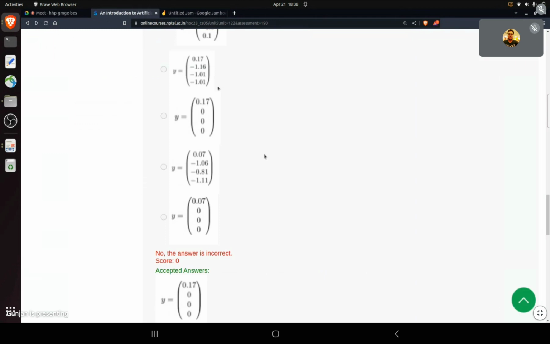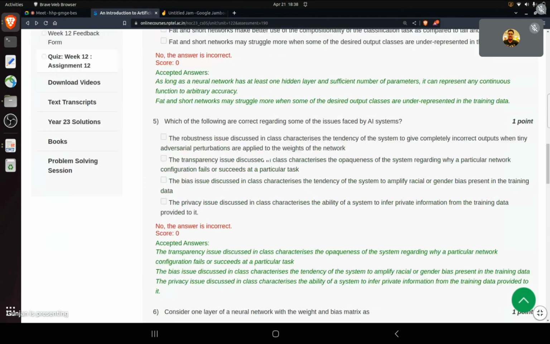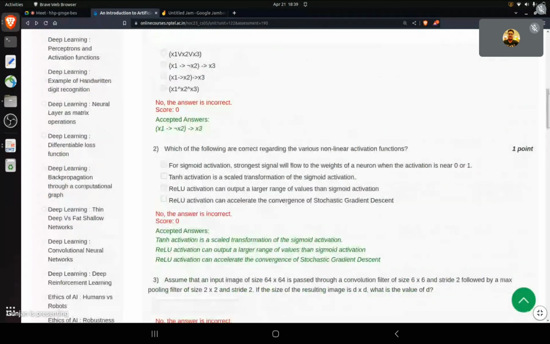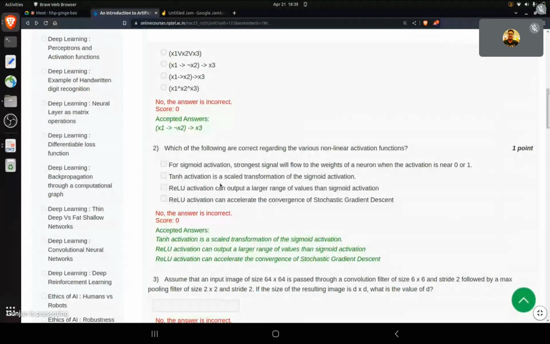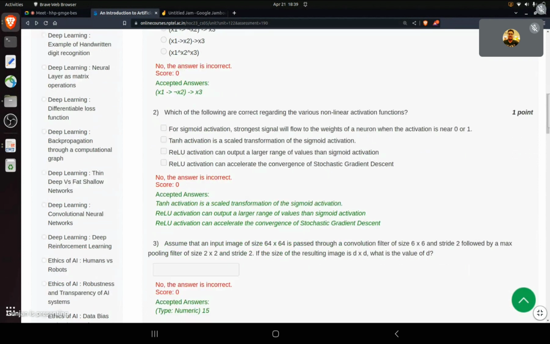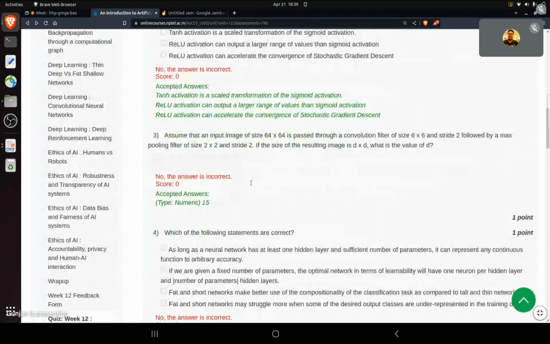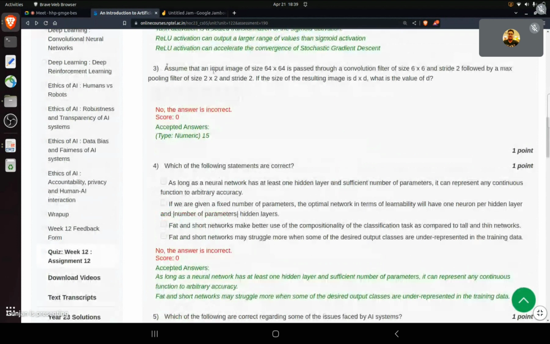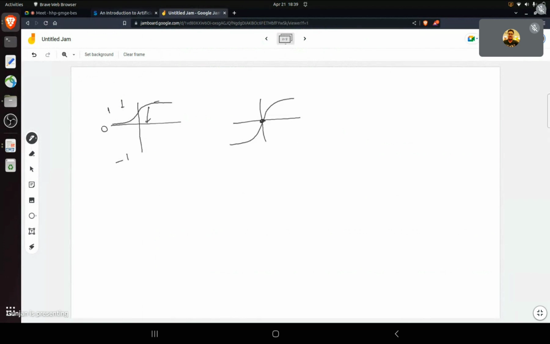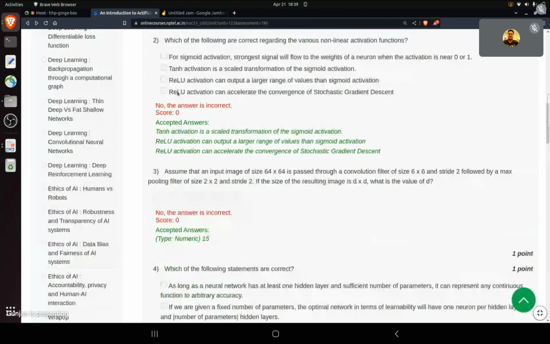Does the professor talk about this in the lecture? I don't think so. It is glossed over very quickly. And the rest two options are pretty straightforward, there's nothing special. ReLU is just max of 0 comma x, and it can accelerate the convergence of SGD. And this type of question we already solved last time. But yeah, is there a way to challenge or ask?